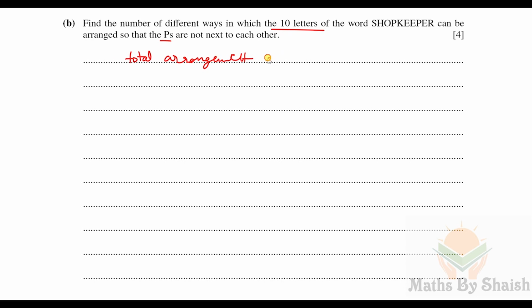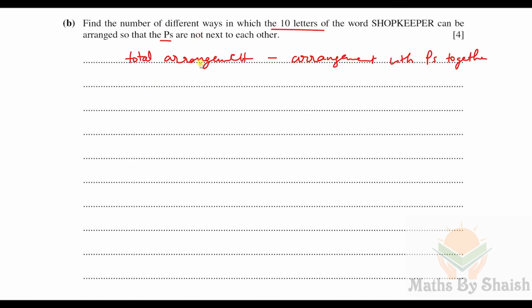And then we will subtract the arrangement with p's together. So if we subtract from the total arrangements the arrangements with p's together, we will be left with only those arrangements where these p's are not going to be next to each other.